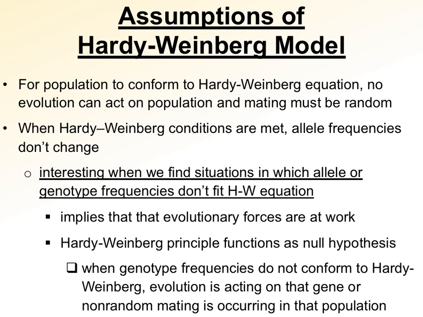And so it's interesting to people when we find situations in which it doesn't work with this equation. If it's not working, that tells us there are evolutionary forces at work. So the Hardy-Weinberg principle is sort of your null hypothesis. It's saying everything's random. And when things do not conform to this principle, then we know evolution is acting on that gene, or there's some non-random mating that's occurring.